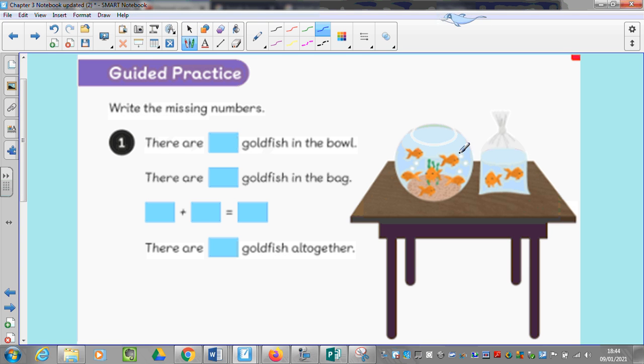We've got some goldfish over here. I've got some in a bowl and some in a bag. Now this sentence says there are blank goldfish in the bowl. How many are in the bowl? I've got 1, 2, 3, 4, 5, 6 in the bowl. So I'm going to write that in here.